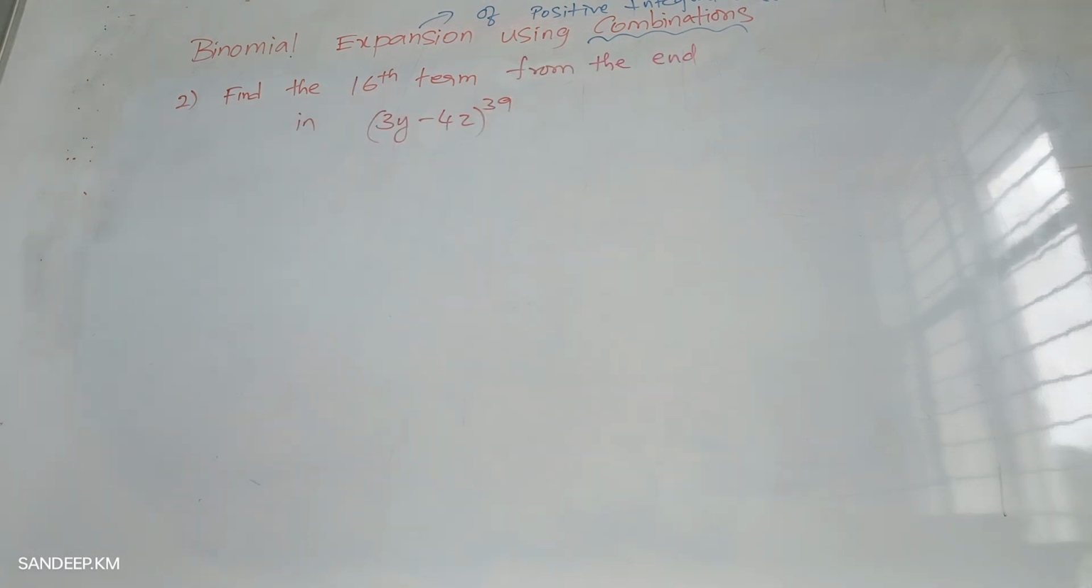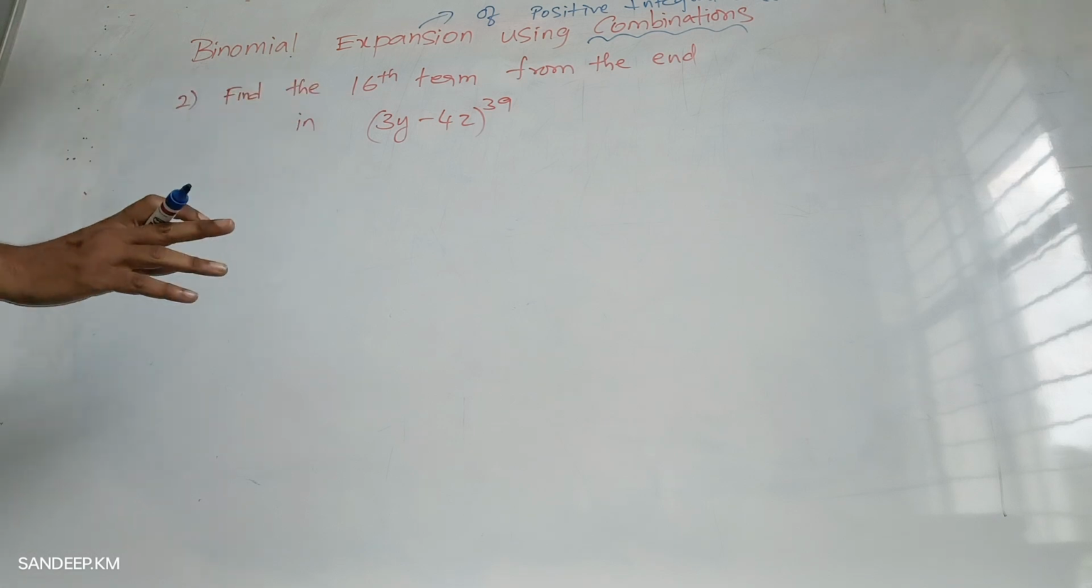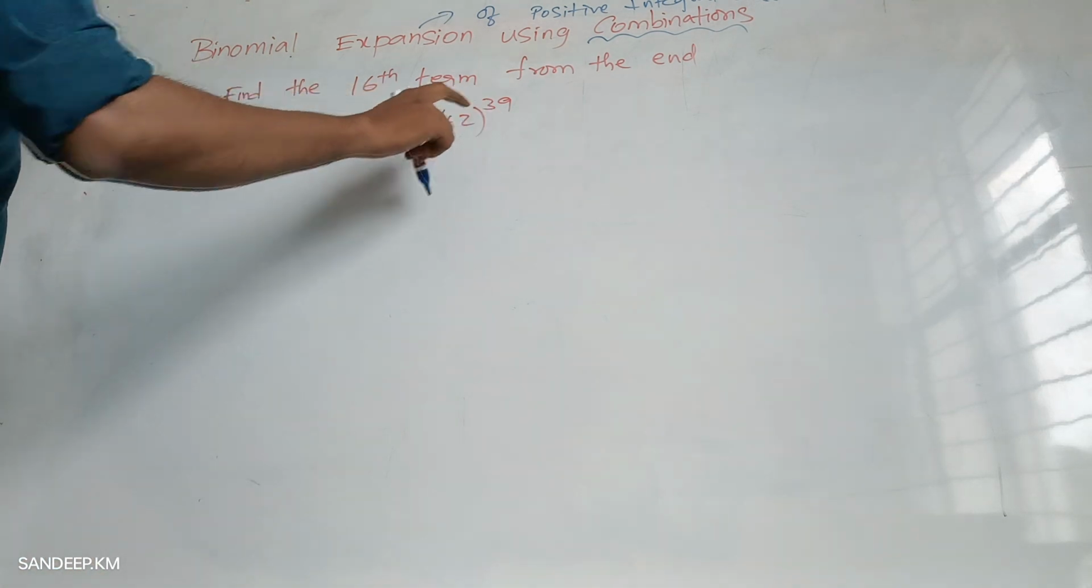Here is a question. They told us to find the 16th term from the end. They are not asking for the 16th term from the beginning. They are actually asking us to find the 16th term from the end. What is it? Once again, as I explained before in the concept, there are totally how many number of terms, dear students? The index is 39.